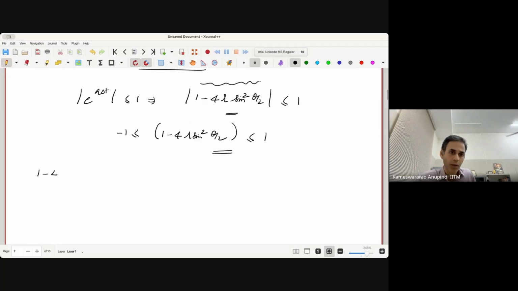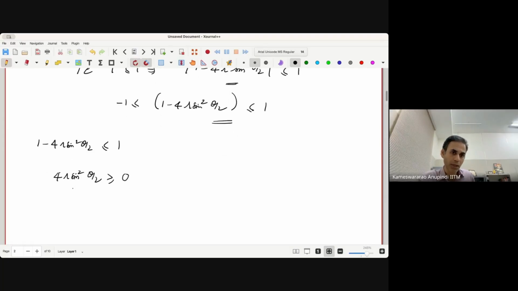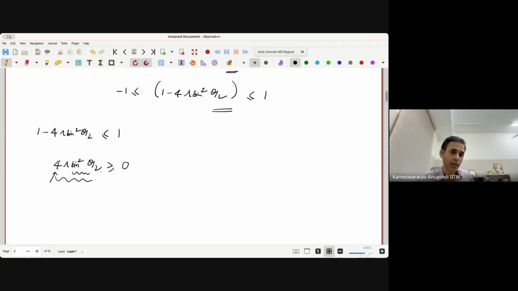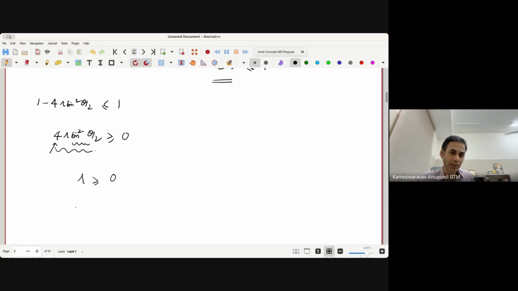So if I consider 1 minus 4r sine square theta by 2 to be less than or equal to 1, then if you bring it to the right hand side, 4r sine square theta by 2 is greater than or equal to 1 minus 1, that is 0. That means we are looking at this to be positive always. We know that 4 is always positive, and sine square theta by 2, the maximum value it can get is 1. That means r is greater than or equal to 0, which basically means that alpha delta t by delta x square is always positive. So this is the condition we should satisfy.